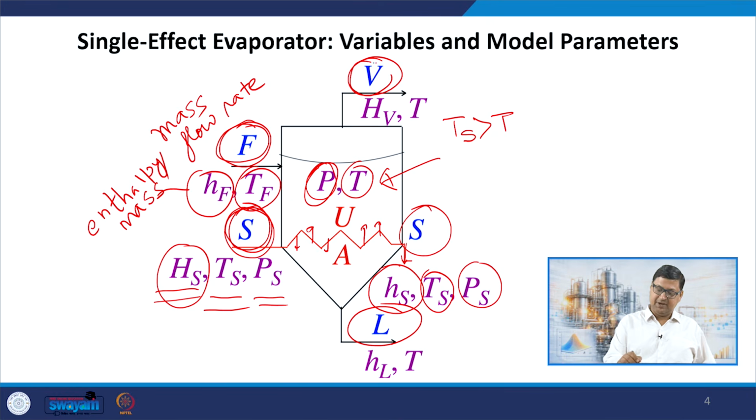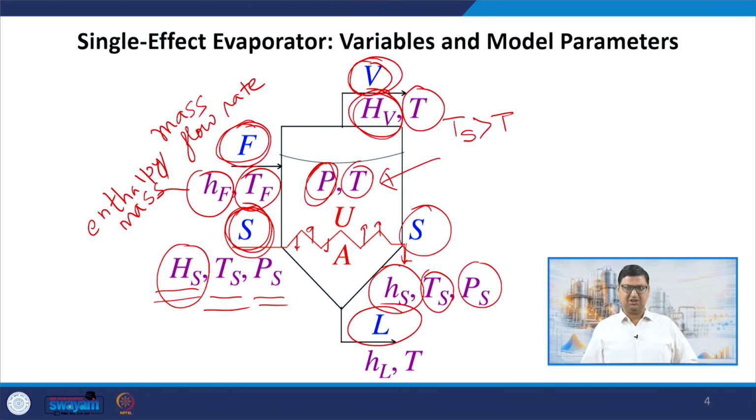Finally, we get a vapor that is having an enthalpy. Again, I use capital H because it's vapor phase, Hv, enthalpy per unit mass, and at the same temperature as that in the evaporator. Just like in the CSTR, we have the exit conditions same as the conditions inside the reactor. Something similar we are doing here. I just want to bring in some similarities in our approach. In fact, it is a simpler system because there is no chemical reaction. And the liquid carries some enthalpy hL, small h, and at the same temperature as the evaporator, T.